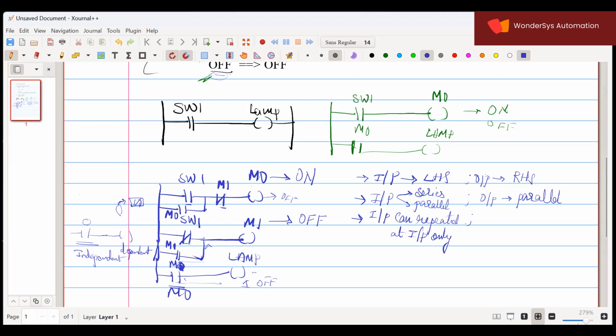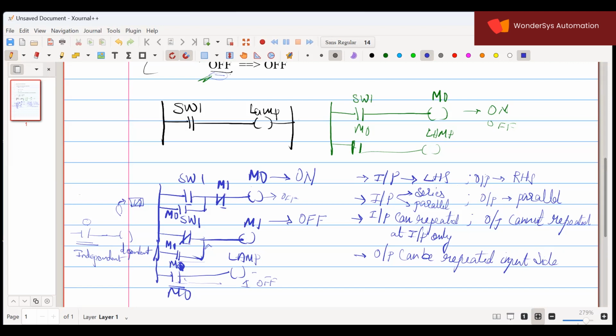Output address cannot be repeated. But an output address can be repeated at the input side, not at the output side. You can give it to the input addresses. Understood?